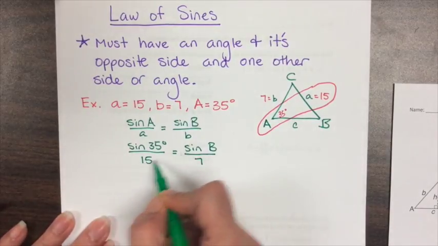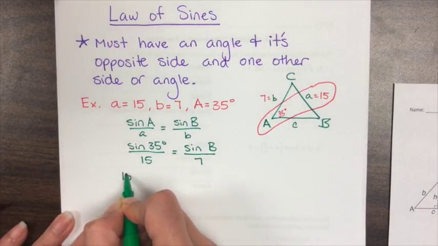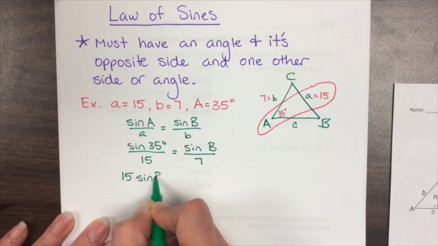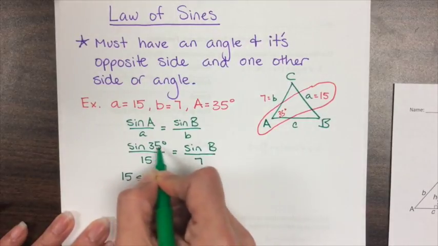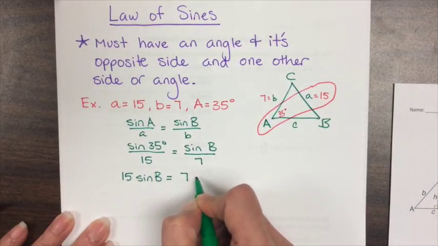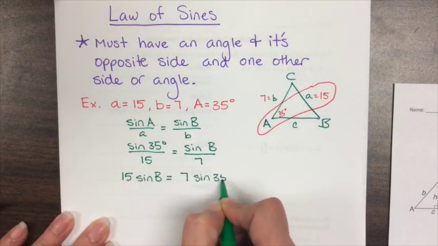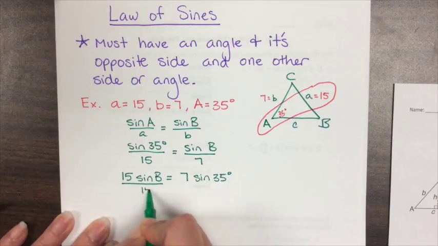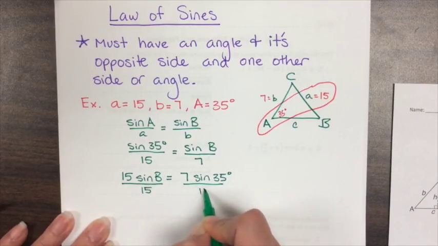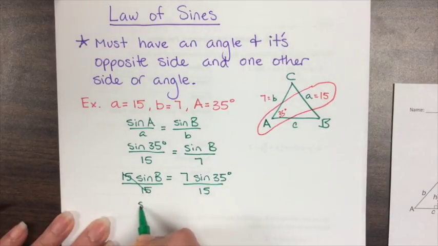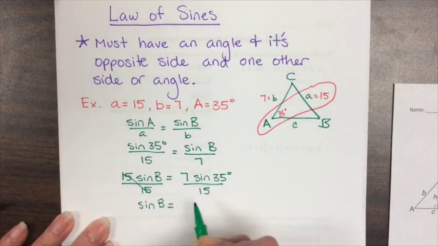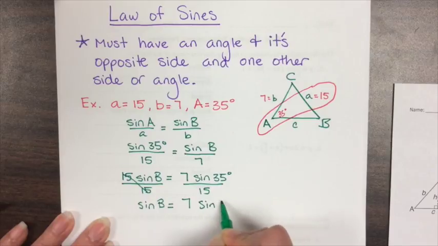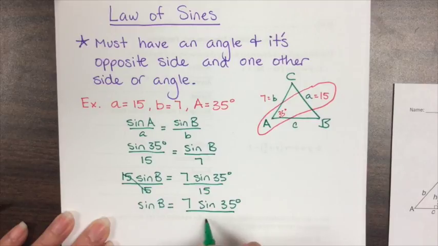So just like we have solved proportions in the past, we're going to cross multiply and divide. So we're going to multiply these two together, so we get 15 sine of B equals, and then we're going to multiply these two together, 7 sine 35 degrees. Now we're trying to find angle B, so we want to isolate it. So we're going to divide both sides by 15. And we end up with sine of B equals 7 sine of 35 degrees over 15.